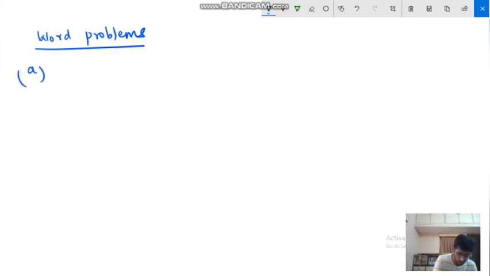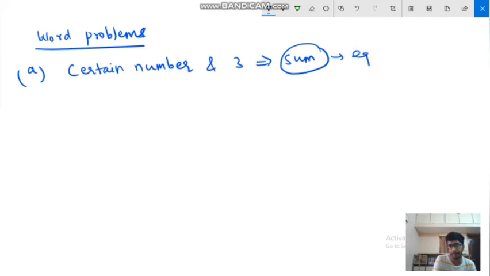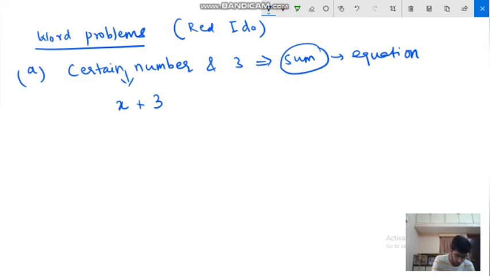Okay, the sum of a certain number and 3. This certain number that you don't know, certain number and 3. We have to represent this sum as an equation. Okay, look carefully, don't write as of now. Let that certain number be x. आपको पता नहीं है वो कौन सा नंबर है. So you have to represent this certain number and 3 as sum. So you can write x plus 3, right?